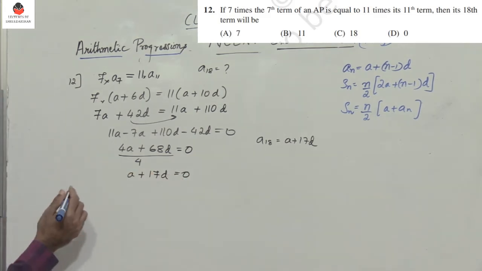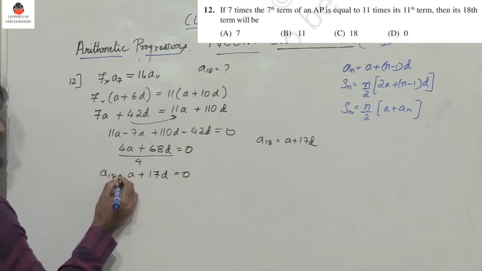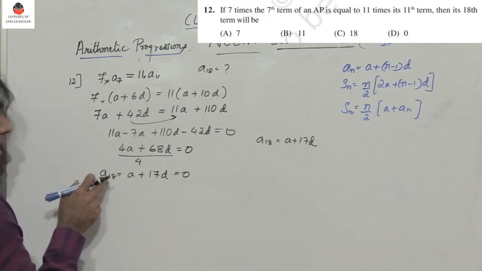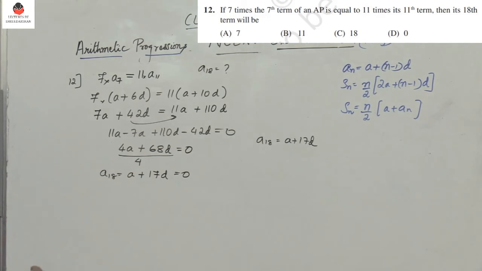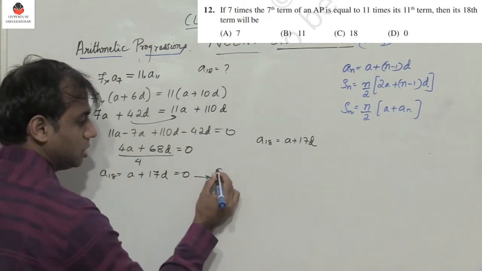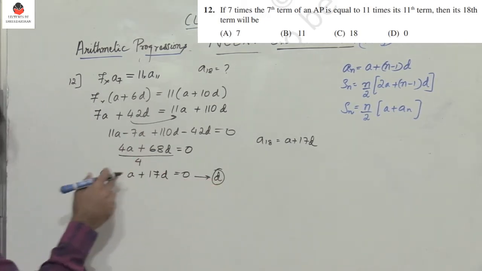And what is A plus 17D? It is nothing but A18. So this is the 18th term. So the 18th term of an arithmetic progression is equal to 0, and the right option is option D. So D is 0 there, so it is option D.